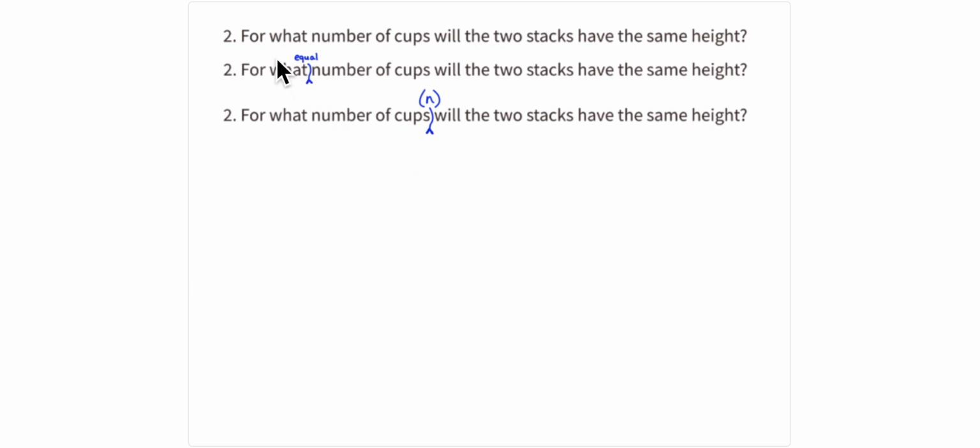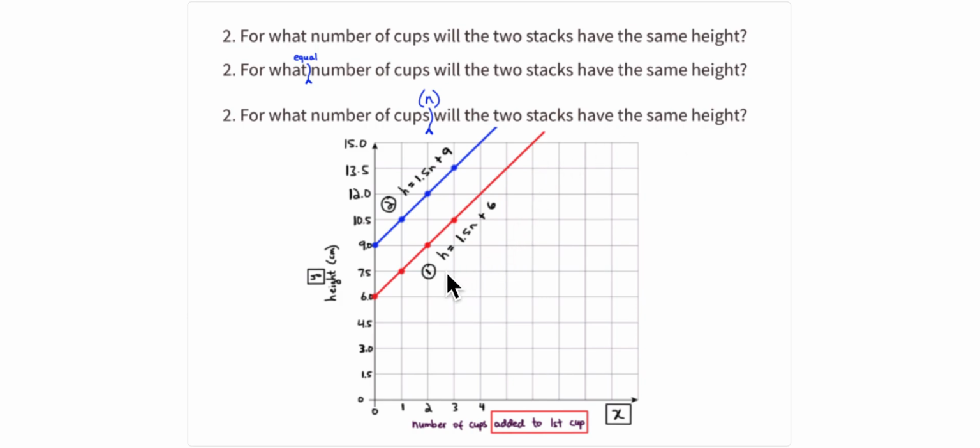All right, so go to number 2 here. I would just change the wording either to for what equal number of cups, just to remove any confusion, or for what number of cups n will the two stacks have the same height. So here's the graph once again. So when will these two stacks have the same height, or when will they intersect? And that is when the two stacks have the same height.